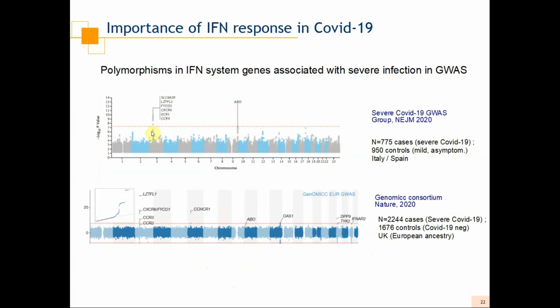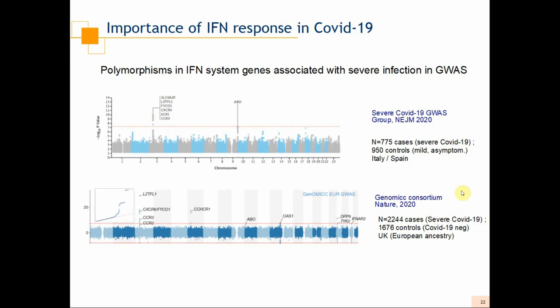And then there's this locus on chromosome 3. So here you've got a bunch of chemokine receptors, and you also have this gene LZTFL1, which hasn't been recognized as an antiviral effector or involved in the immune system response at all, but this may be directly involved because it's strongly expressed in the lung epithelium. So I don't think anybody really knows what's the basis of this one.